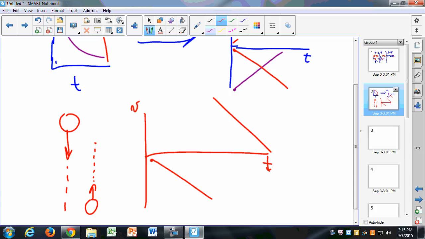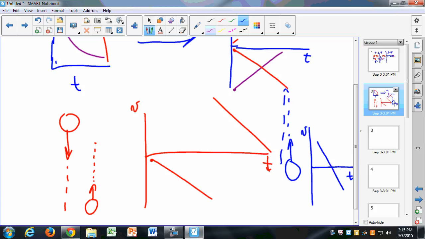Also, if I just throw a ball up in the air, it goes up and comes back down again. The velocity versus time graph for this will look like that. Initially, it has a positive velocity that is decreasing till it gets to the top, reaches 0, then it turns around and comes back down again.